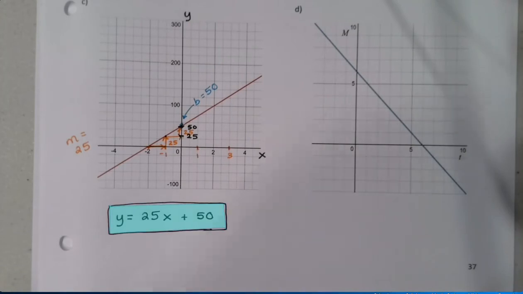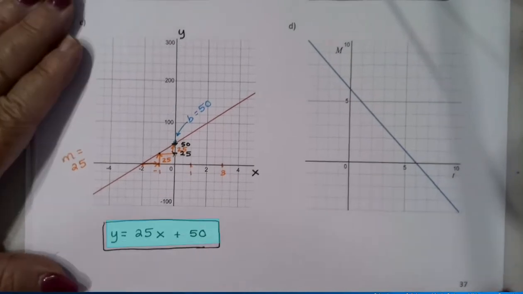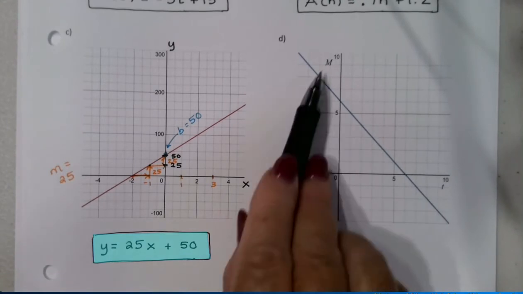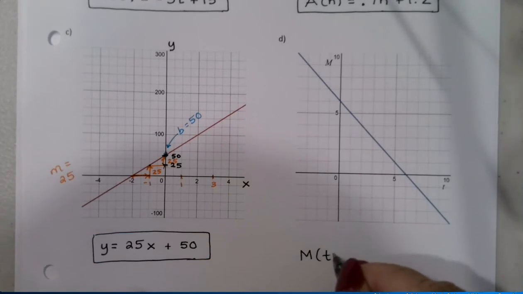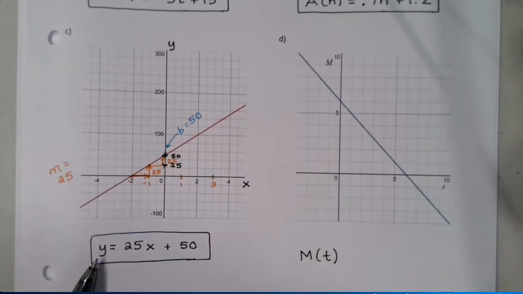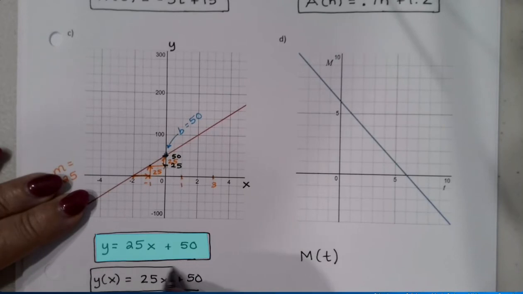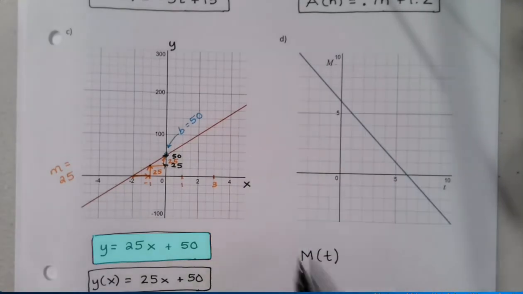All right, we've got one more graph again. I would encourage you to pause for a moment and try it on your own. This one I'm going to notice that my input is t and my output is m. So I could write this one in function notation as m of t. By the way, I didn't write the last one in function notation. I could have if I wanted to, right? I could have written y of x equals 25x plus 50, or I could have made y equal to f of x, or whatever letters I chose to use. But this one, they gave me the variables. The input's t, the output's m.